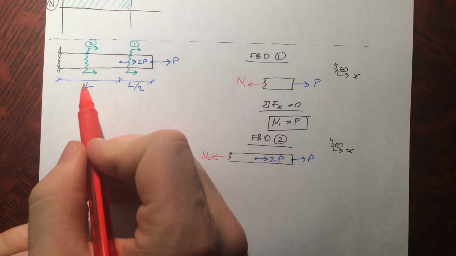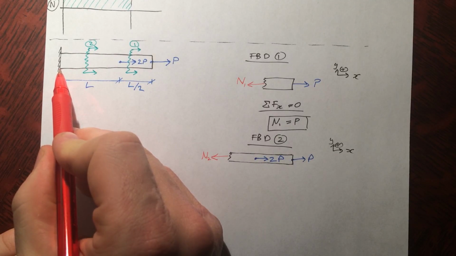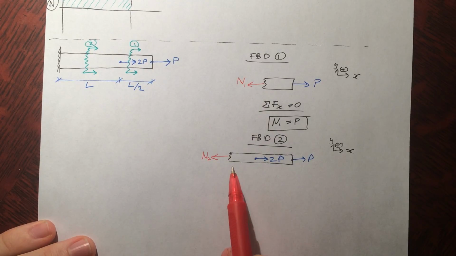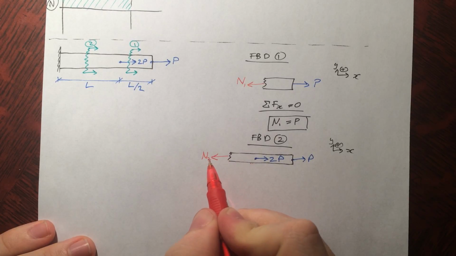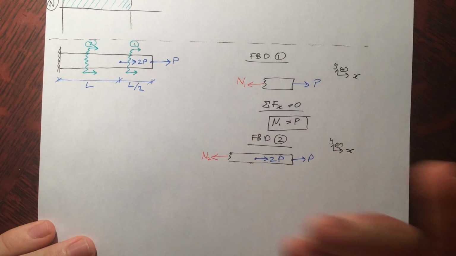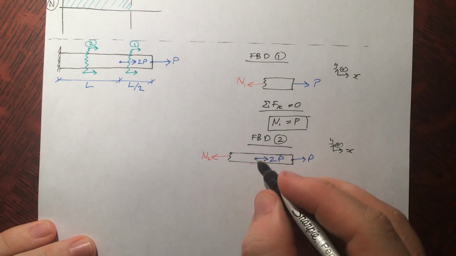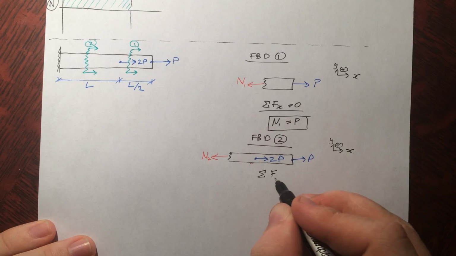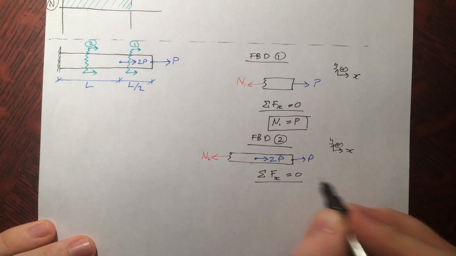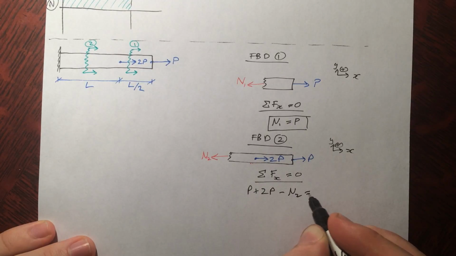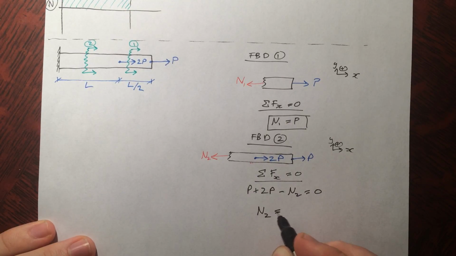Now, we could have made this cut anywhere from here, all the way to where this load is applied. So basically, this length here could be an arbitrary distance, all right? So this N2 is going to be the same from here to here, and N1 is going to be the same from here to here, all right? So now, we just do it again here, sum of the forces in x equals 0 for equilibrium, P plus 2P minus N2 equals 0, so N2 equals 3P.